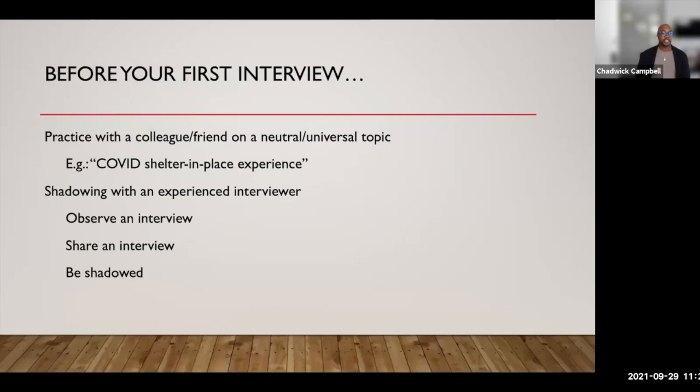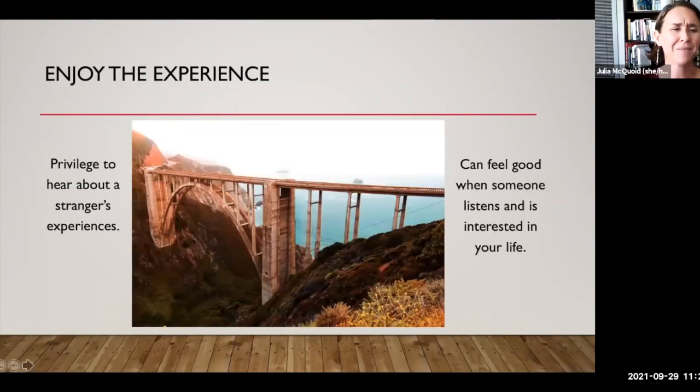So, Julia, our last few slides. Our last few slides, we just want to underline that interviewing is a practice. So you need to do it over and over and over again. And that's how you learn. Attending workshops is great. It's a great jumping off point, but actually doing it is really what needs to happen. We can go to the next slide. We can skip over this.